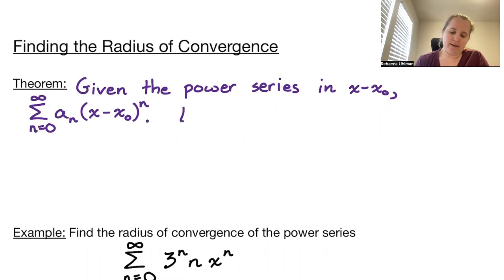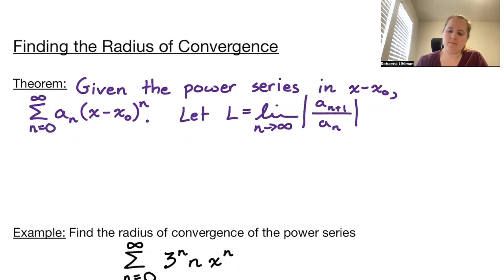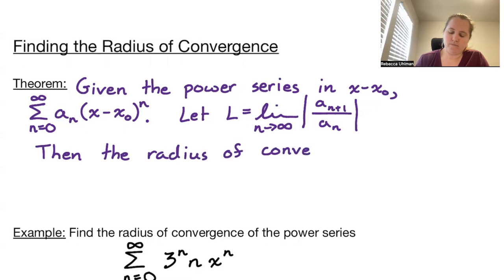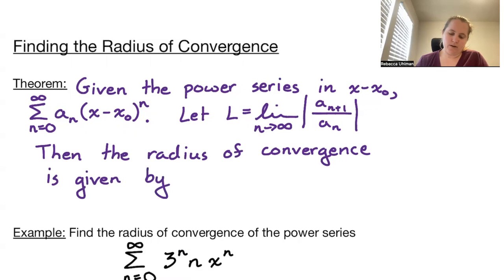If we let L equal the limit as n goes to infinity of the absolute value of a sub n plus 1 divided by a sub n, then the radius of convergence is given by R is equal to 1 over L.